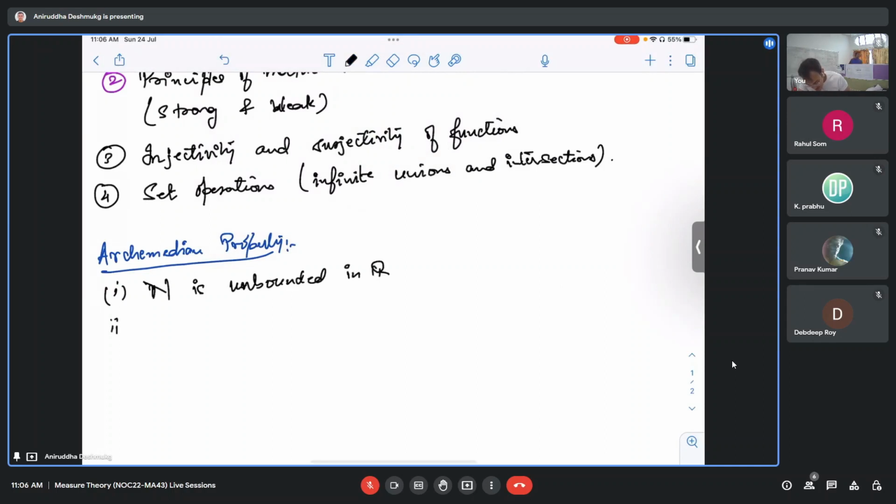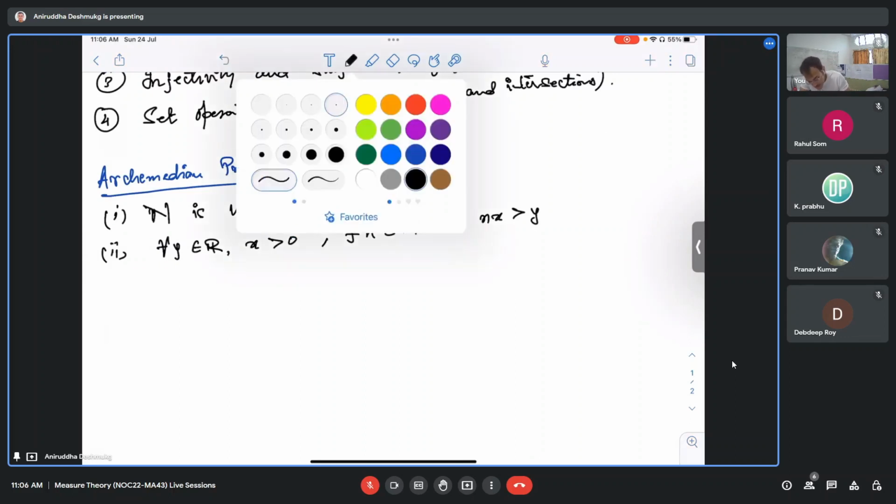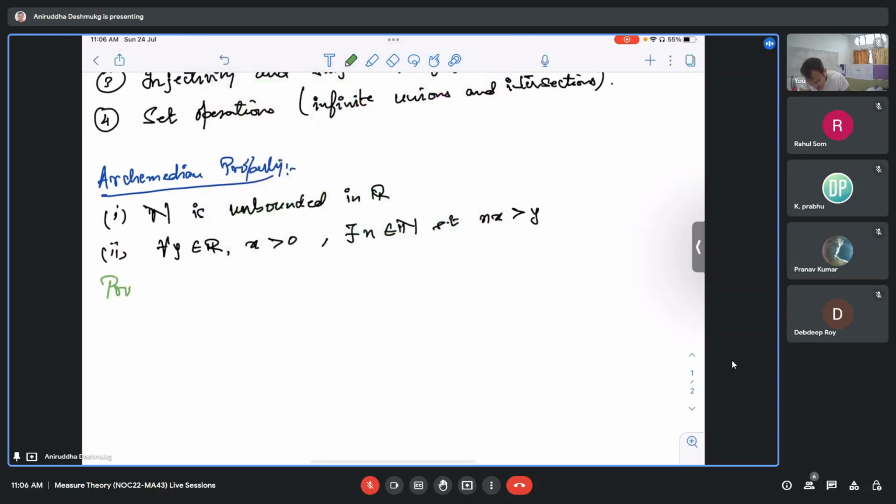And the second one says that you take any real number y and any positive number x, we can always find a natural number n such that n times x is bigger than y. The equivalence is easy to see. Here is a short idea of the proof. Why are they equivalent?